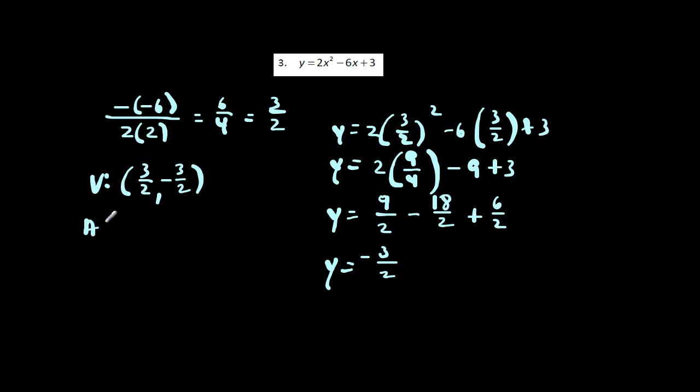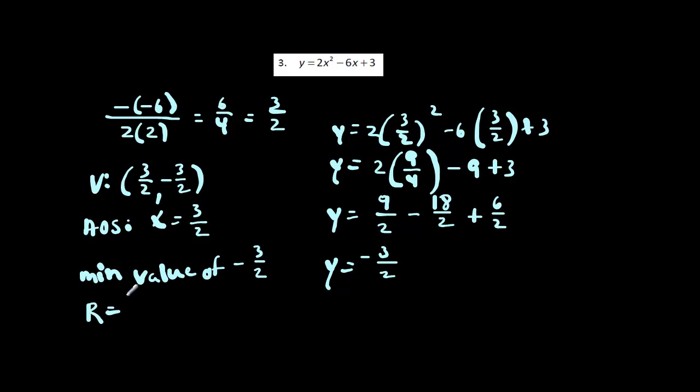The axis of symmetry is x equals the x-coordinate. It's going to have a min value since it opens up. Min value of -3/2, and its range, since it's opening up, is the set of all y's such that y is greater than or equal to -3/2. This is a greater than sign here.